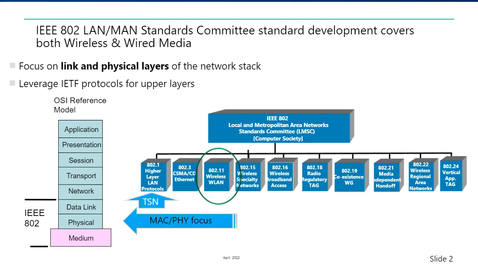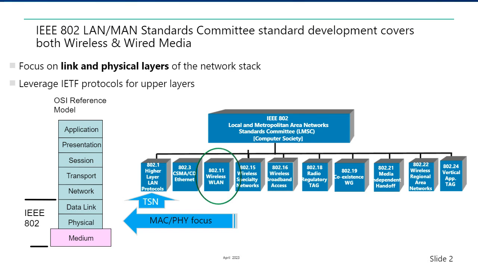The other groups active within 802 are shown here, 802.1 and .3, .15 I'll highlight in particular. So .3, they develop Ethernet standards, very widely used, along with our Wi-Fi WLAN standards. I'll highlight also 802.1 and the arrow that shows TSN. TSN has to do with time-sensitive networking, and this is a very active area of standards development for many different applications, especially industrial and automotive.